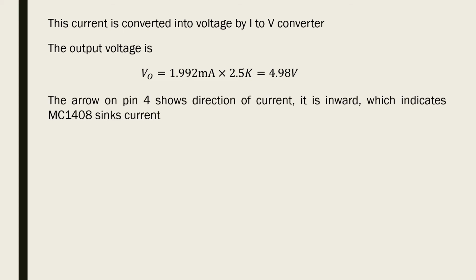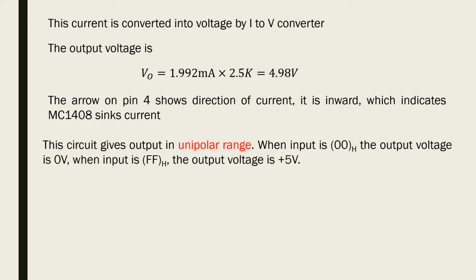The arrow on pin 4 shows the direction of current. It is inward, which indicates MC1408 has the capability of sinking the current. This circuit gives the output in unipolar range, that is 0 to plus 5 volt, or 00 to FF in hexadecimal, since it is an 8-bit. So 0 to plus 5 volt is the unipolar range.